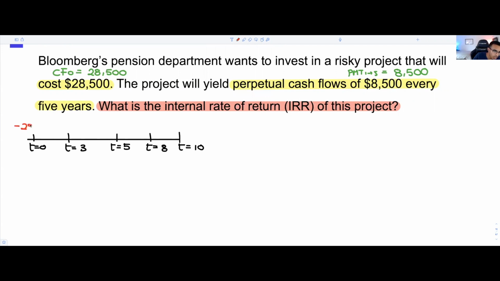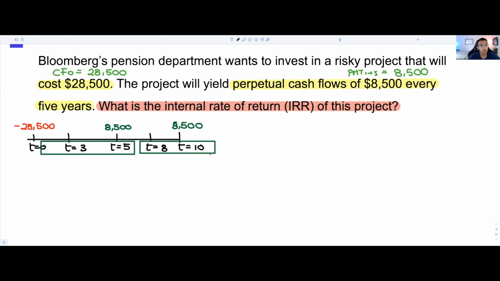So here we have 28,500. At 3, we're going to have nothing. But at 5, we will. At 5, we're going to have 8,500. And at 10, we're going to have 8,500. And this is going to happen forever. Okay. So we know that our cash flows essentially span 5 years. And then we can do that once again for the second bucket here. So you know that your cash flows span 5 years, and this is going to happen forever.